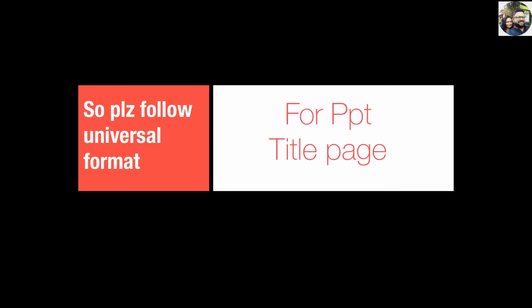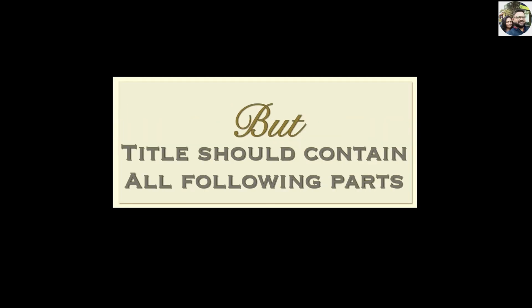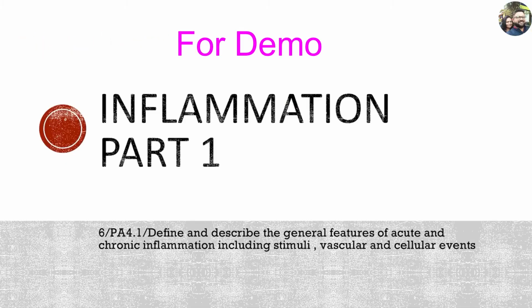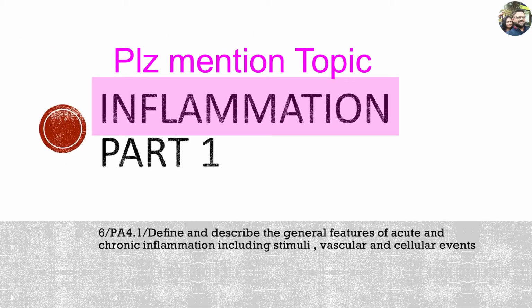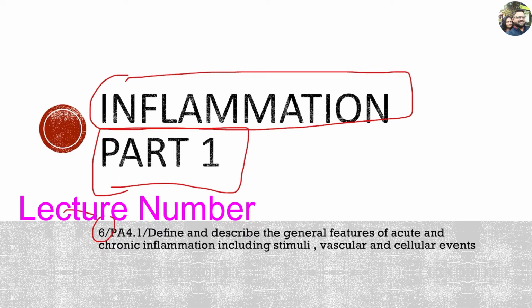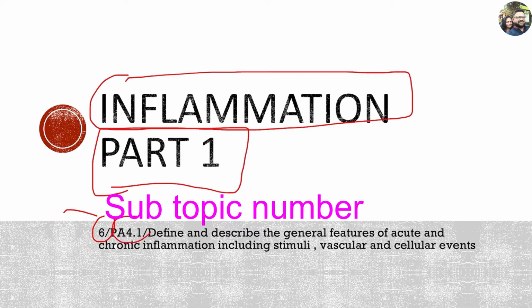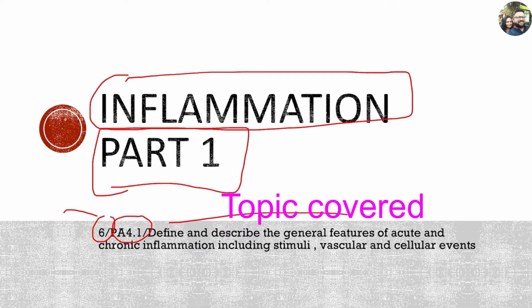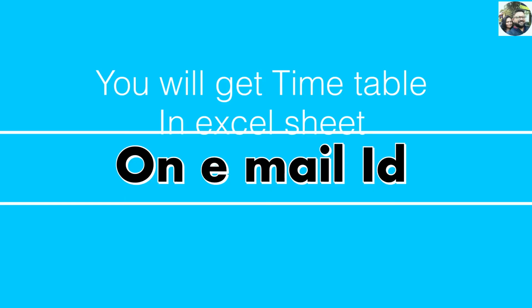So my request is to follow the universal format for making a title page. You can take any design or any background for your PPT, but the following parts should be there in the PPT. For example, you should have a topic name clearly mentioned on that, then the part, whether it is part 1 or part 2 or part 3, then there should be a lecture number, then there should be a subtopic like 4.1, 4.2, 4.3, and whichever topic has been covered in this PPT. So all these parts should be very clearly mentioned.